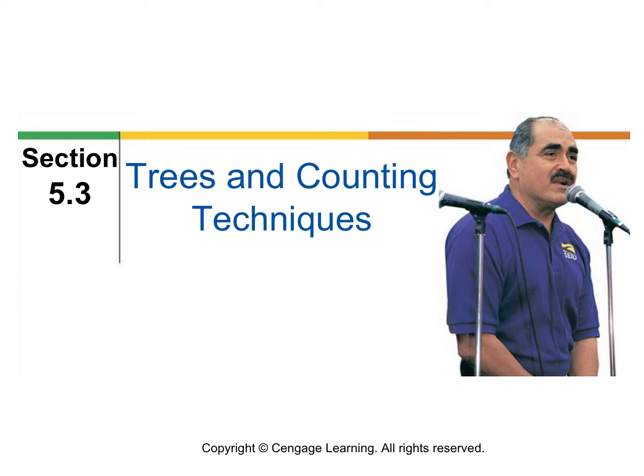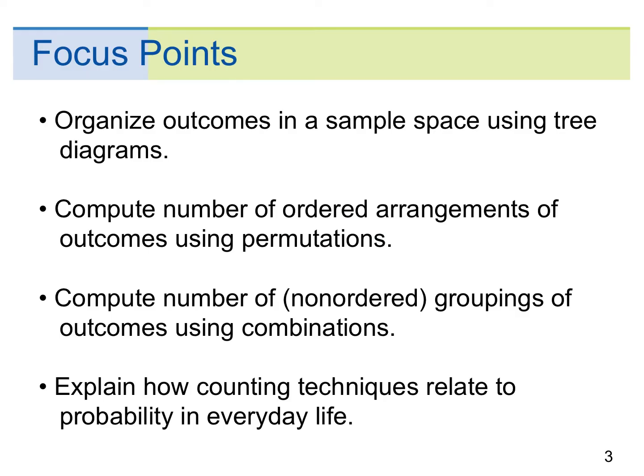All right, honors stats. This is chapter 5, section 3, dealing with tree diagrams and counting techniques. Our focus points: we're going to organize outcomes in a sample space using tree diagrams. That's going to give you all the total outcomes of certain events. I did a tree diagram for you one time. Remember when we did heads and tails? And we did 3 flips and we were able to do HHH, HHT, and so on. We're going to go in a little more depth on this.